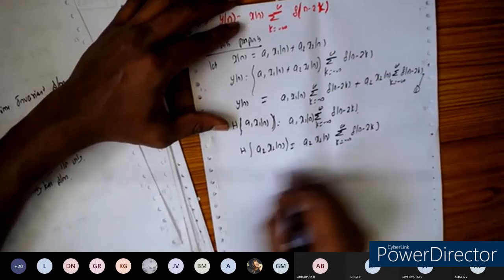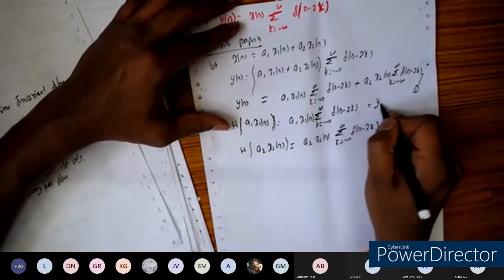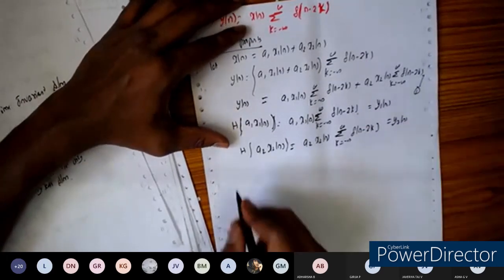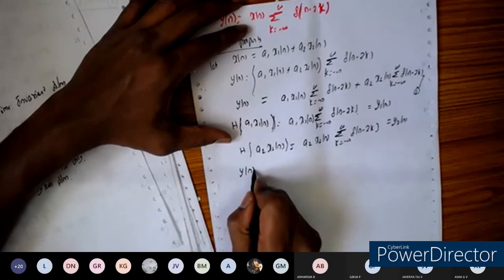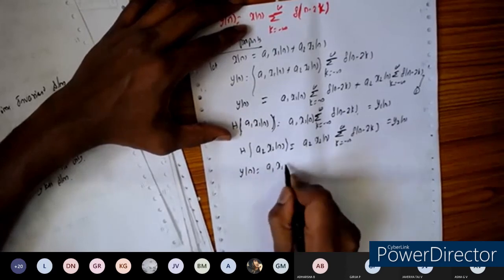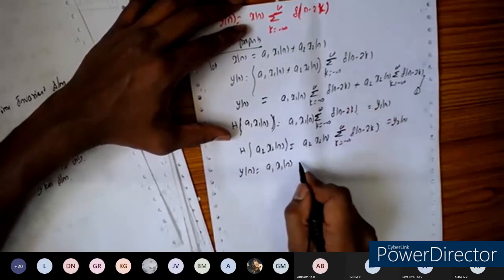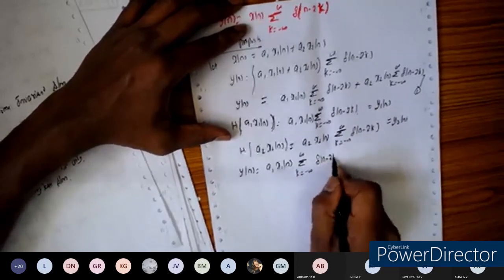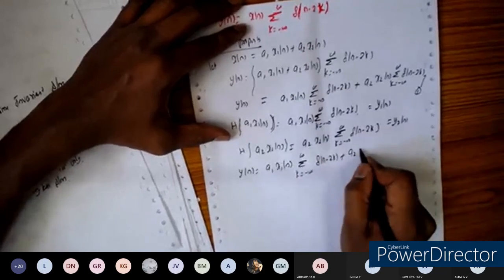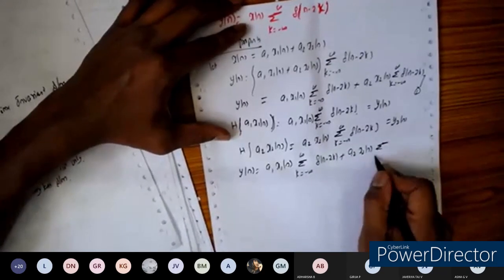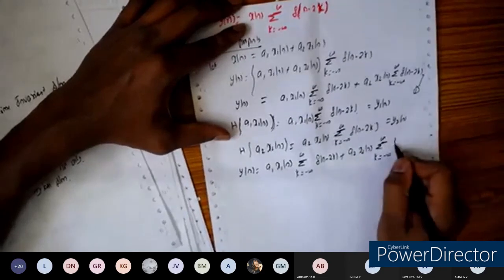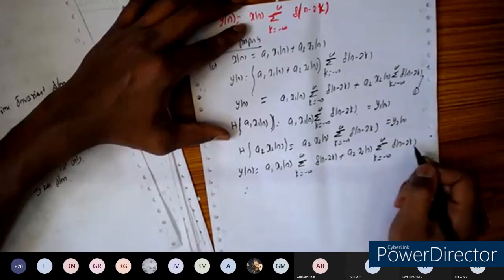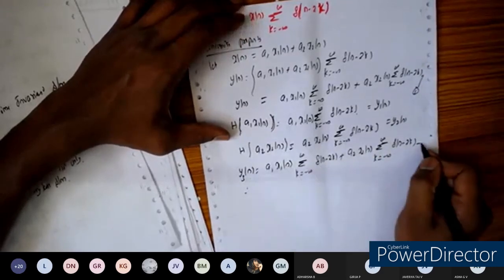Okay, done. Now add these two quantities. Let us say this is y1 of n and this is y2 of n. Adding these two quantities, y of n is equal to a1 into x1 of n into summation k equal to minus infinity to plus infinity delta of n minus 2k, plus a2 into x2 of n summation k equal to minus infinity to plus infinity delta of n minus 2k. Call this equation y3 of n.